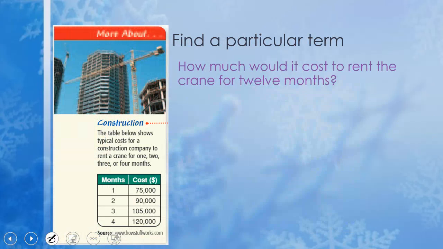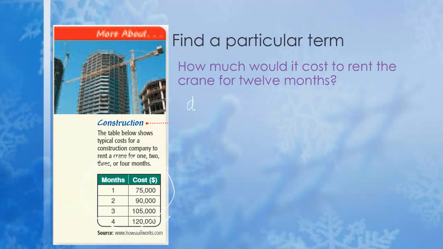We're going to try this, okay? So we're going to find a particular term, and we're going to use this information that we're being given here in this table. How much would it cost to rent the crane for 12 months? Well, the first month is $75,000, the second month is $90,000, third, etc. We could make a whole table and go down to 12. That would take some work and probably be kind of annoying.